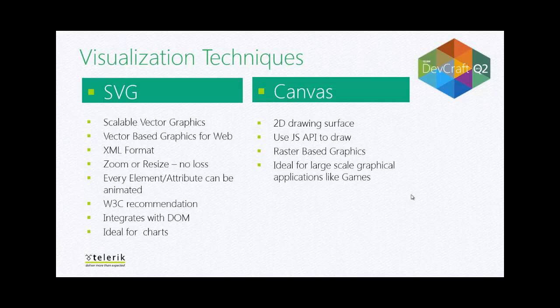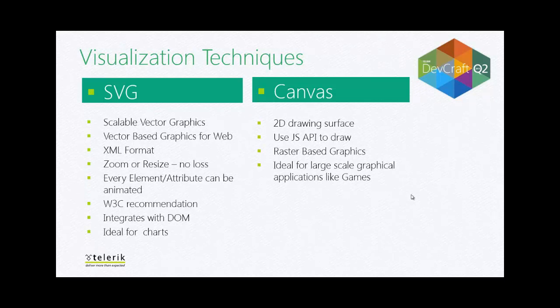It's ideal for large-scale graphical applications like games, since it's a canvas, and you can pretty much do 2D animations or anything using the JavaScript API. We have seen a lot of games being done using the canvas methods. One of the interesting games that comes to my mind is Cut the Rope.